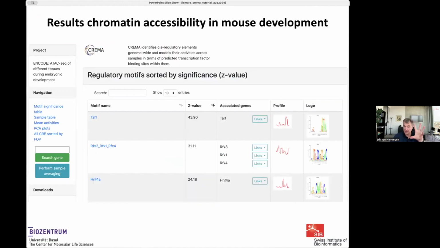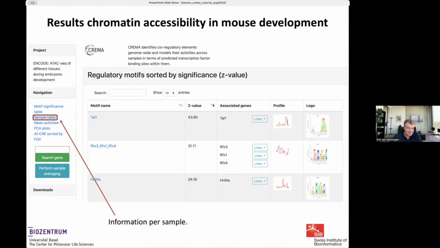All right, so if you click on this link, again, the page that you get taken to is essentially showing you a list of regulatory motifs sorted by their significance with names and so on. But I want to first draw your attention to this navigation tab on the left here, that allows you to navigate to various results. And so one of the things is, for example, you get some additional information first about each sample.